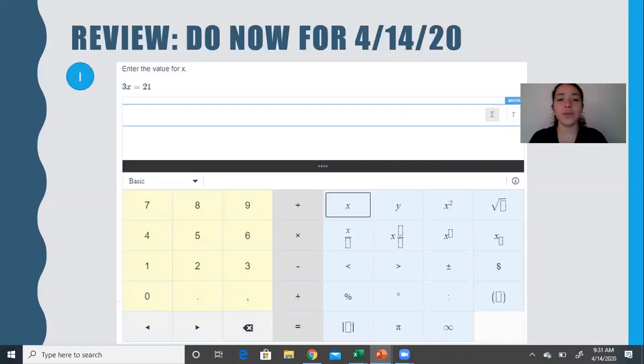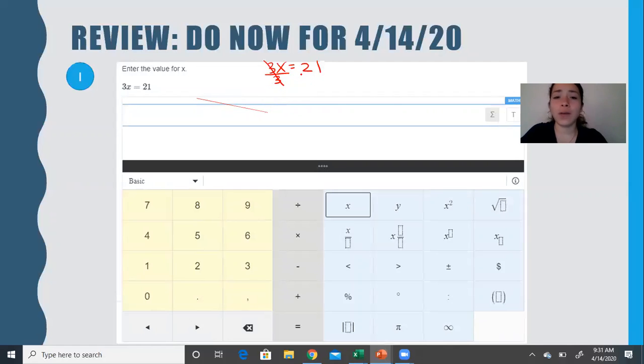Let's look at the do now for today. So enter the value for x. On Schoology, your problems will look like this, so I wanted to show you how you would respond. Where it says enter the value for x, we know 3x is equal to 21. Hopefully you remember from class, this means multiplication, because when a number and a variable are together, it's multiplication, and we want x by itself. So what's the opposite of multiplying? You divide.